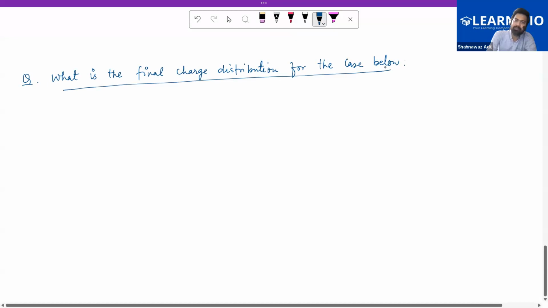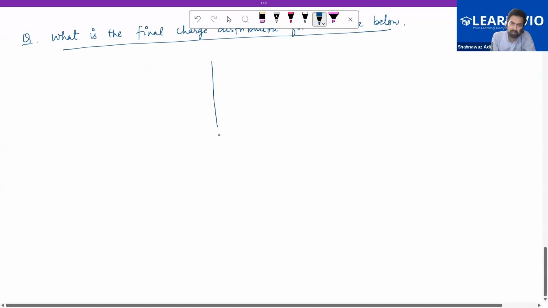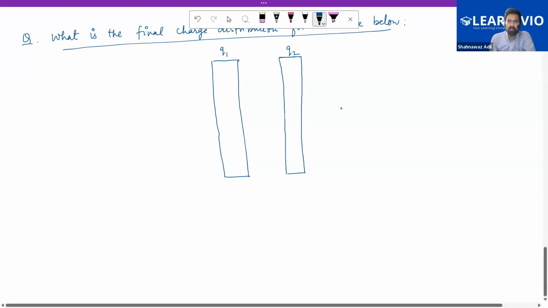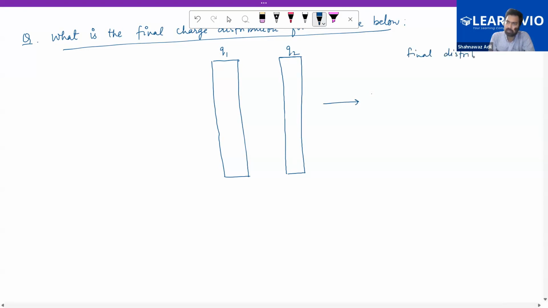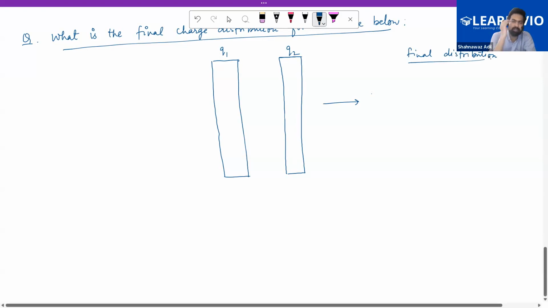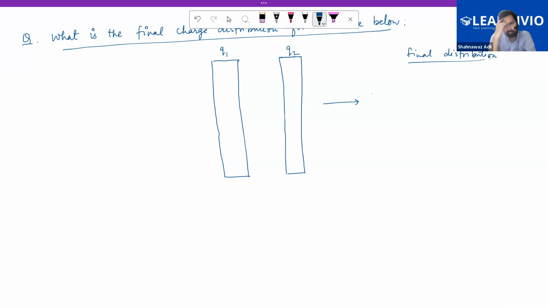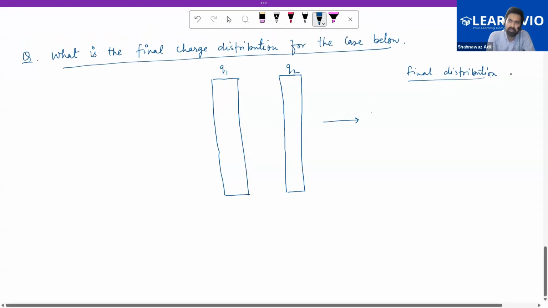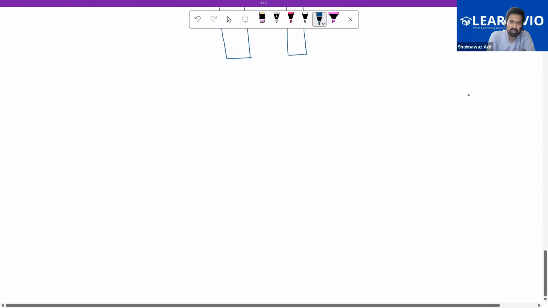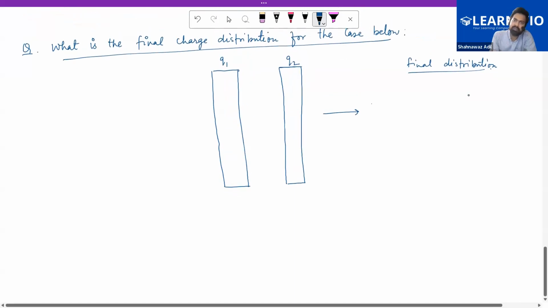So you have charges Q1 and Q2, both positive. Then what is the final distribution? Can you take a guess? What would be the answer? Let's do this problem and then we'll understand. Let's do the solution from here on.